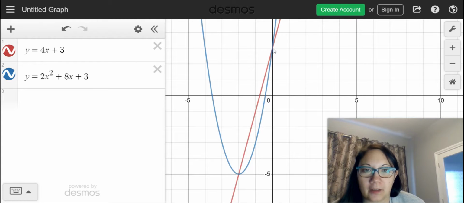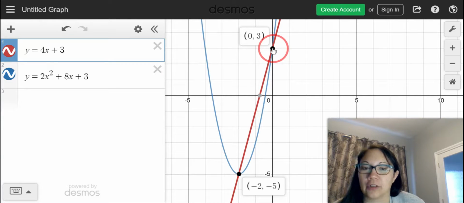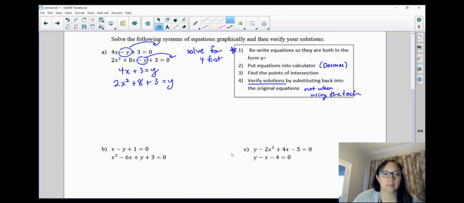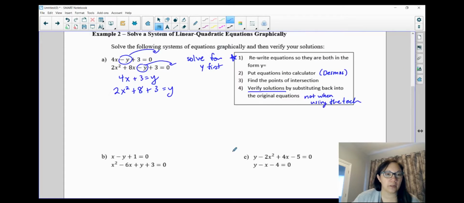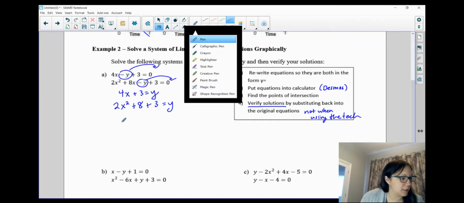So it appears that the two graphs intersect here as well as here. So when I click on that, I can see that one of the solutions is (-2, -5). And when I click here, I can see that the other solution is (0, 3). Okay, so those are the two solutions we're going to write in our notes. Okay, so here we are back at our notes. And for that first example here, we're going to record our two solutions, which are (-2, -5) and (0, 3).